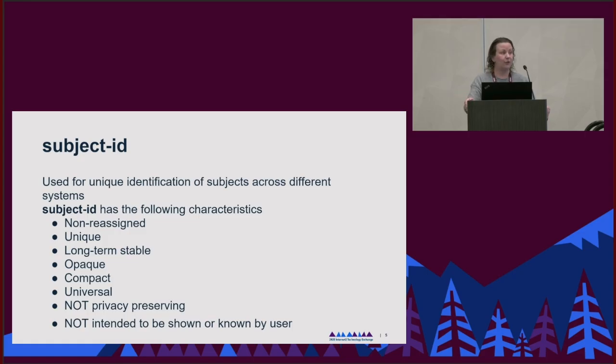Opaque is also a good practice. It helps with the name-based issue. If it's not tied to the name, if it's more opaque, then we're not worrying about reassigning it. It should be universal. It is not privacy preserving, and it is not intended to be known by the user. So we do not intend relying parties to display these on their application page to the user. It's still more like a back-end identifier.